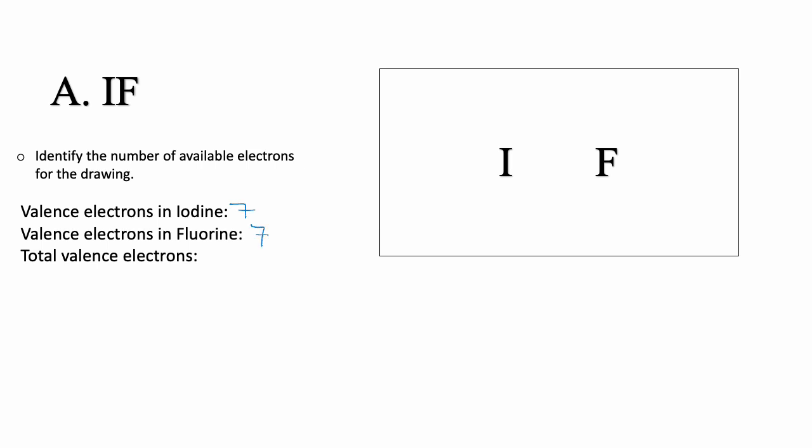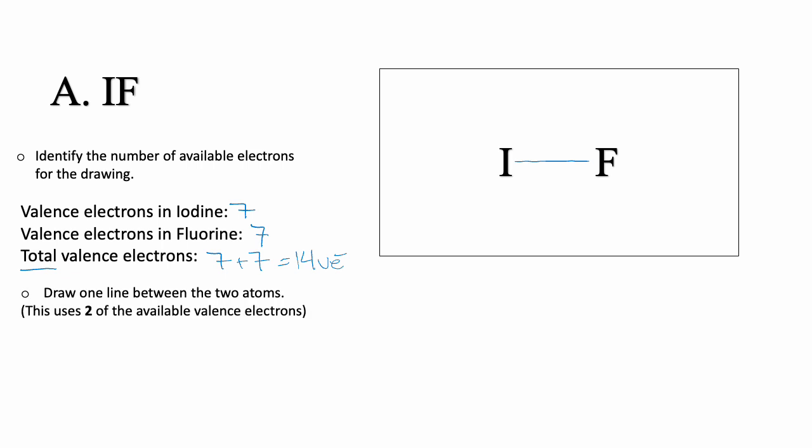To find the total number of valence electrons, we add both of those up, which would be 7 plus 7, which gives us a total of 14 valence electrons to work with. Our next step is to draw one line between the two atoms, like this. This represents our single bond, which can be doubled up or tripled up later if necessary.